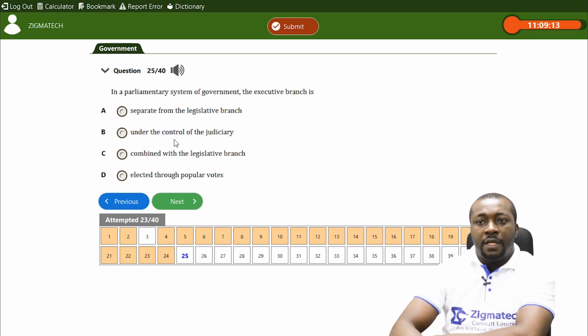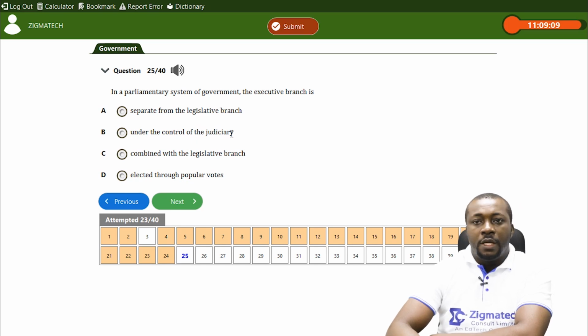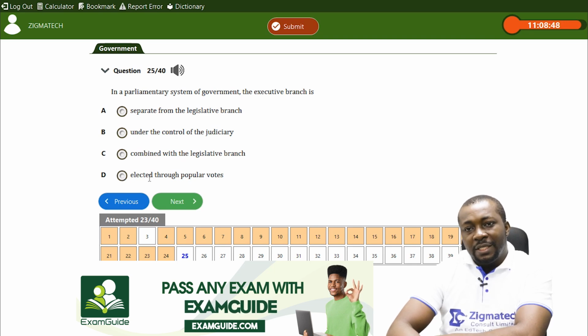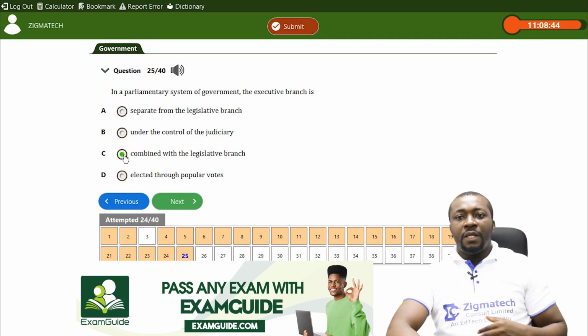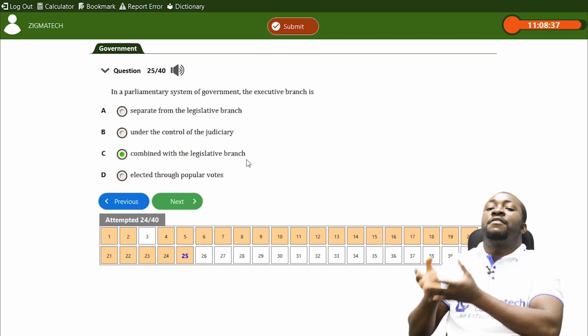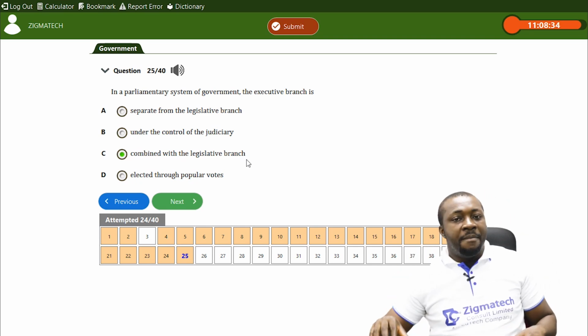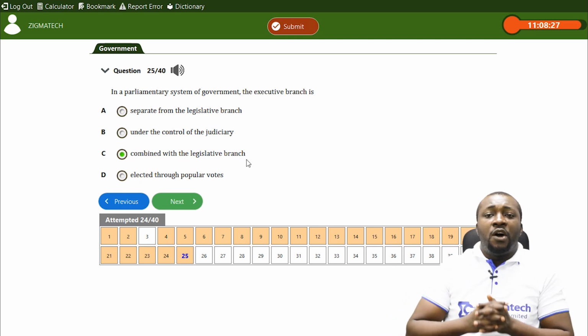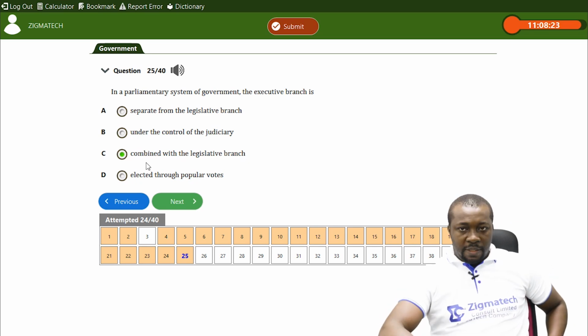Let's look at B. The executive branch is under the control of the judiciary. No, it's not under the control of the judiciary. C is combined with the legislative branch. D, elected through popular votes. Members of the executive are not elected. Even the head of government is not elected. Rather, he's the leader of the party that has the majority seat in the parliament. But C, combined with the legislative branch, is correct because members of the executive are derived from the legislature and also maintain their membership in the legislature. That is why we say there is fusion of power. Members of the legislature are also members of the executive. So C is the correct option.